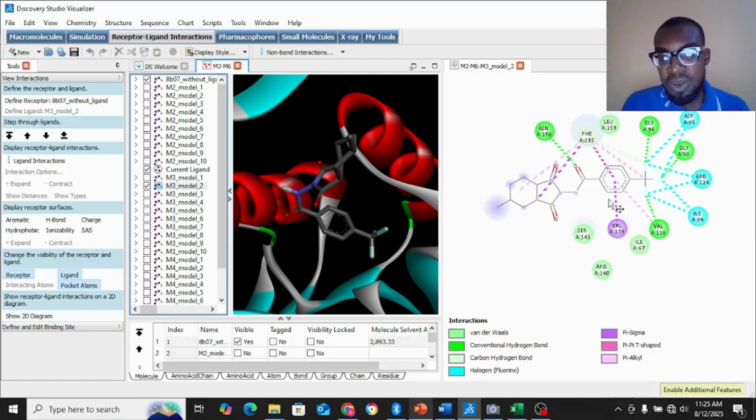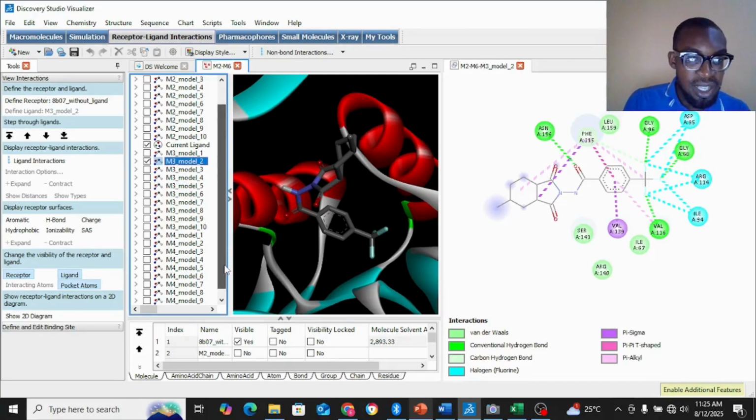Okay, cool. Now, so we can see different interactions. We also find van der Waals interactions. We find pi sigma interaction. You can see it with valine. And then the localized electrons for the benzene ring. And then you can see halogen interactions, carbon hydrogen interactions. So we can see both hydrogen bond interactions, hydrophobic interactions, and even van der Waals interactions.